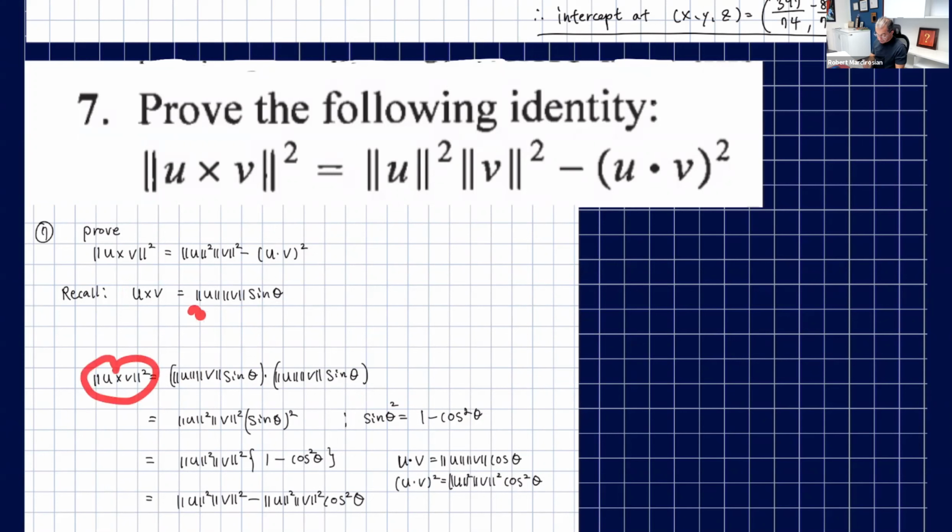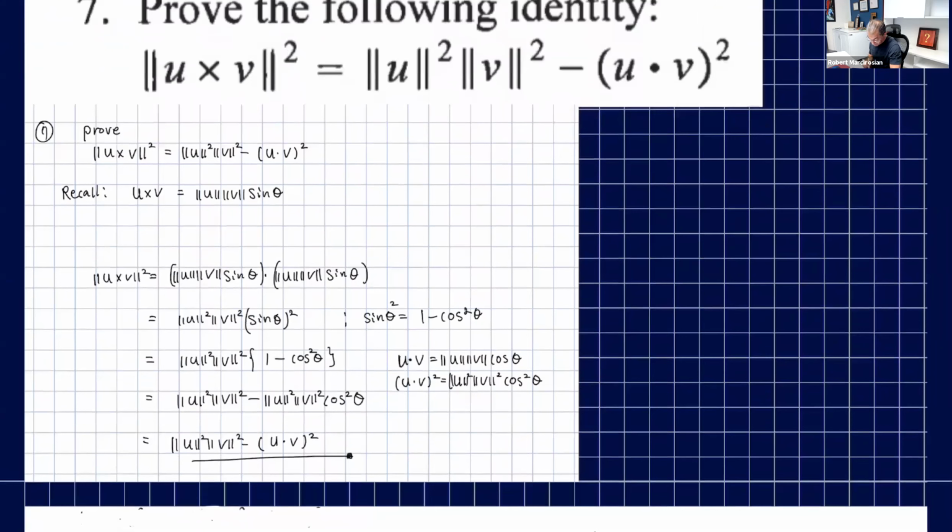If you square that, you multiply it by itself twice. Then this becomes the magnitude of u squared times the magnitude of v squared times sine squared theta. But sine squared is the same thing as 1 minus cosine squared. So instead of sine squared, you write 1 minus cosine squared theta. Then you distribute that, and you get the magnitude of u squared times the magnitude of v squared minus the magnitude of u squared times the magnitude of v squared times cosine squared theta.